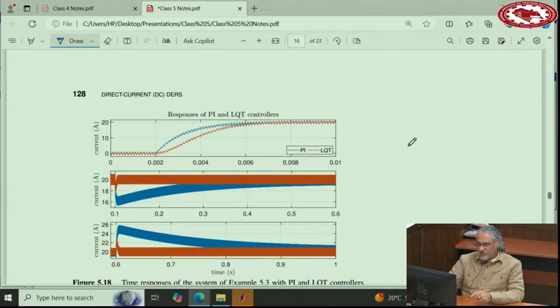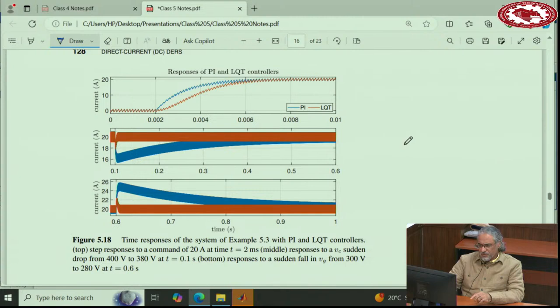Now look at the responses here, and let's discuss this diagram and see what is happening. The blue one is the response of the PI controller that we discussed, and the red one is the response of this optimal controller. Here is when you apply a command from 0 to 220 amperes. The PI goes up, the LQT goes a little slower with some reluctance, but it goes up and eventually gets there. And the time constants, or at least the settling times, are close.